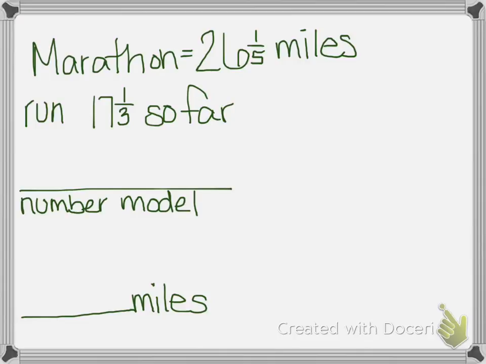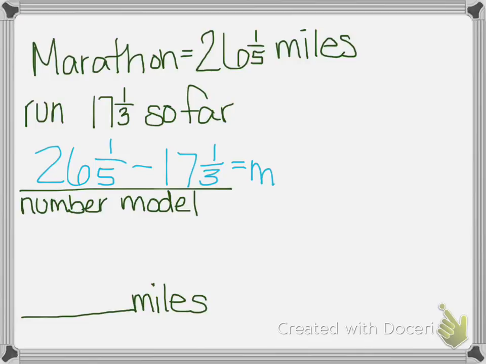Number 4 says a marathon is approximately 26 1/5 miles. If Mario has already run 17 1/3 miles, how much farther does she have to go? So again, we start with 26 1/5 miles. Since she's already run 17 1/3 and we want to know how much she has left, we know we're subtracting. And we'll say equals m for miles.